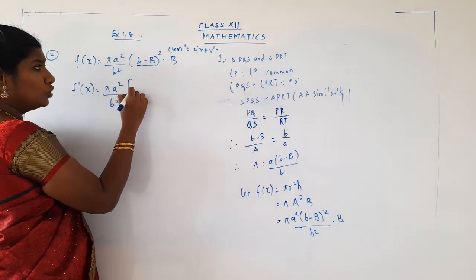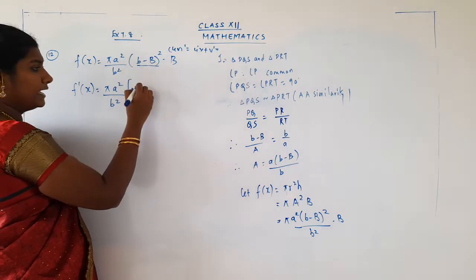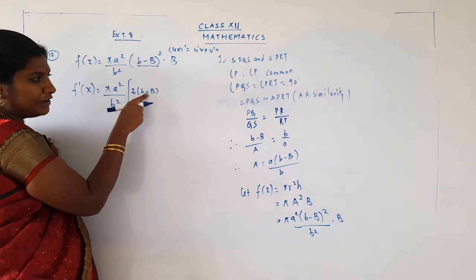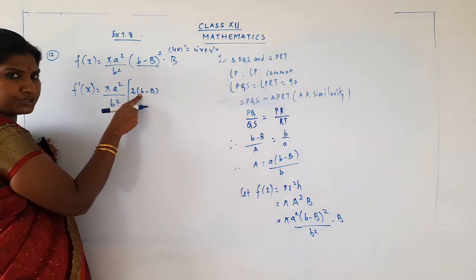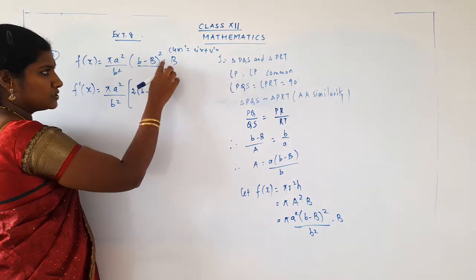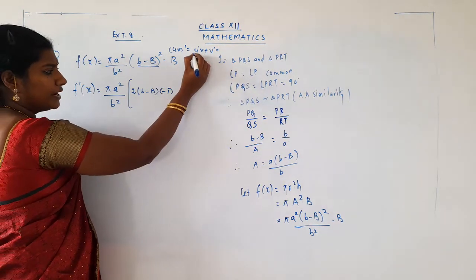So this becomes 2. The 2 will come to the front. I'll get b minus b the whole raised to 1. And you have to take the derivative for b, because b is a constant. So I'll get 0 as the answer. But for this you will get minus 1 into minus 1. So u dash is done.